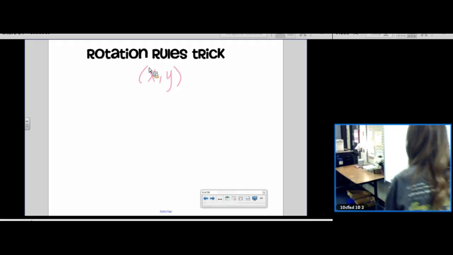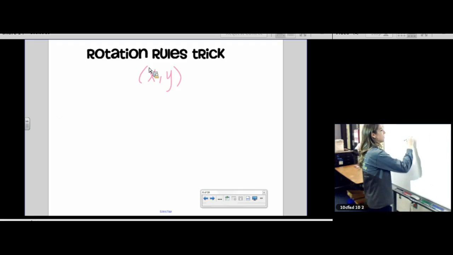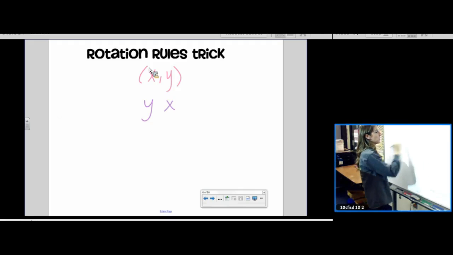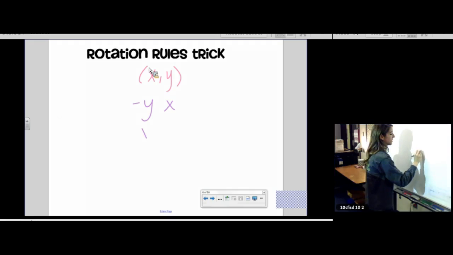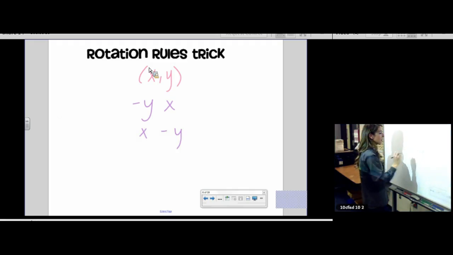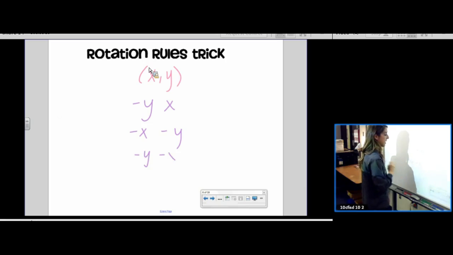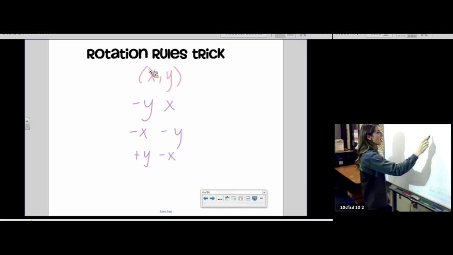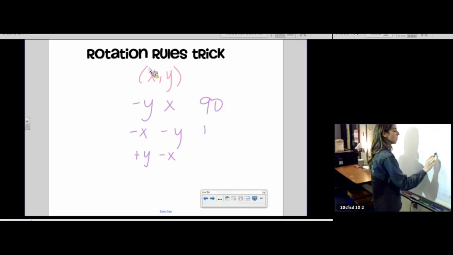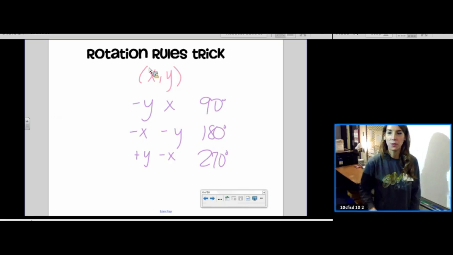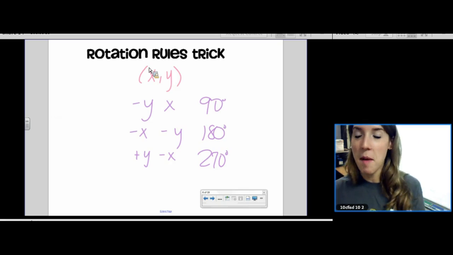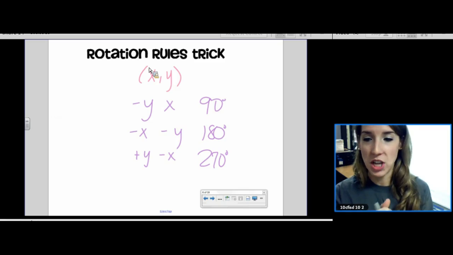So we're going to do exactly what we said. We are going to switch and make the first one negative. Now I'm going to switch and make the first one negative again. That is your 90, your 180, and your 270-degree rules. You see that? So you can come up with all of them by remembering that one chant. All right?